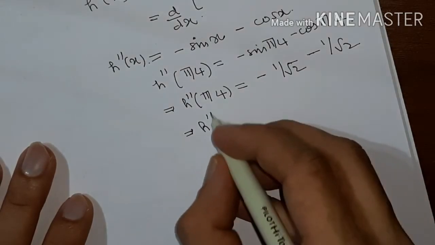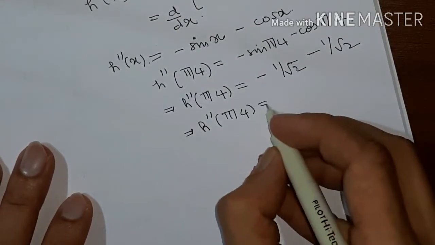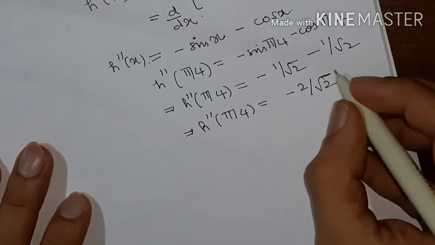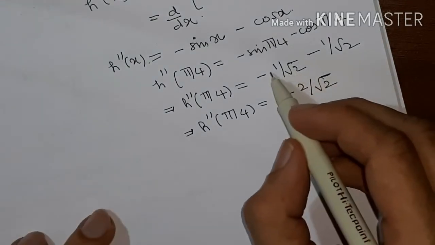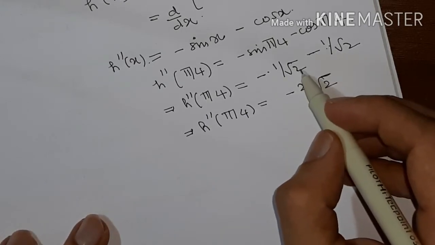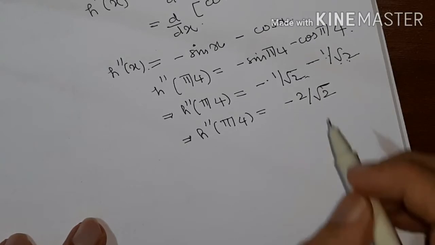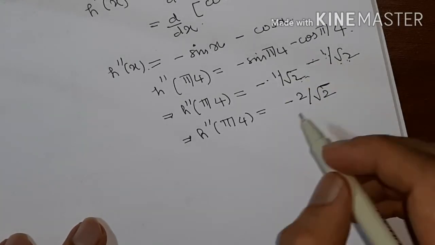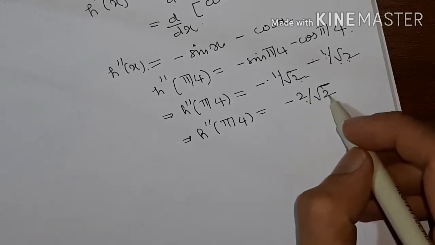So what you will get? H double prime of pi by 4 is equal to minus 2 divided by root 2, right? The numerators will be added, because the denominators are same. Okay, so you will get minus 1 minus 1, that is minus 2 divided by root 2.